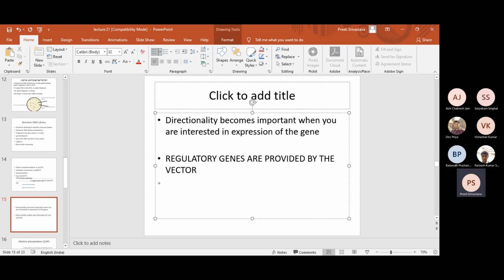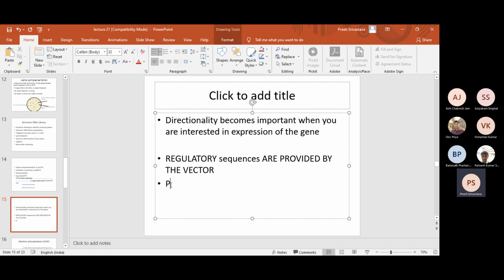So what are these regulatory genes? Let me write regulatory sequences instead. Let's not use the word gene; I will discuss the term gene when I teach you transcription and the regulation of transcription. For now, let's use the word regulatory sequences, which are provided by the vector.